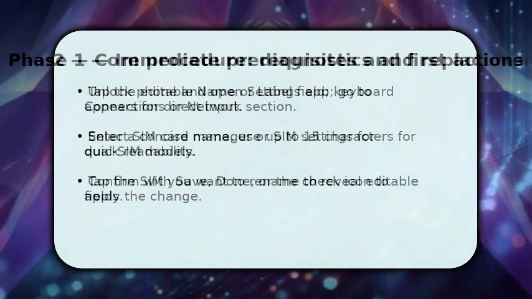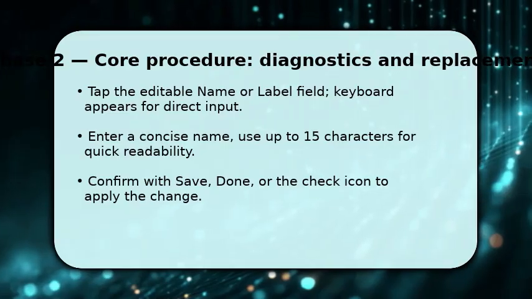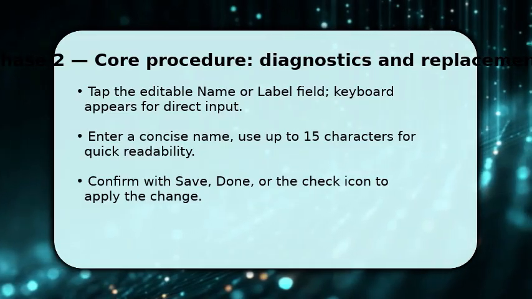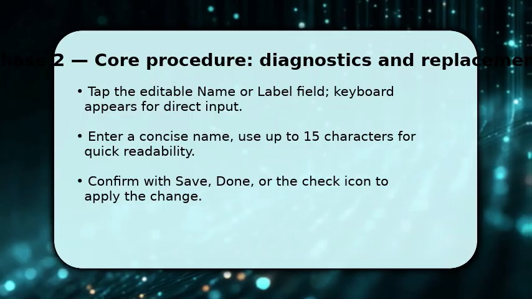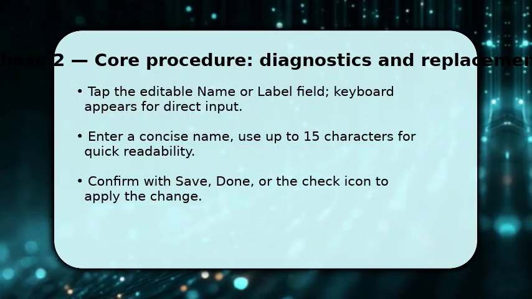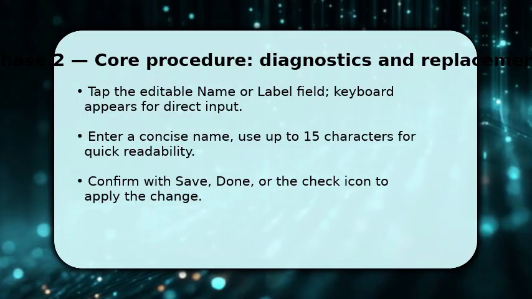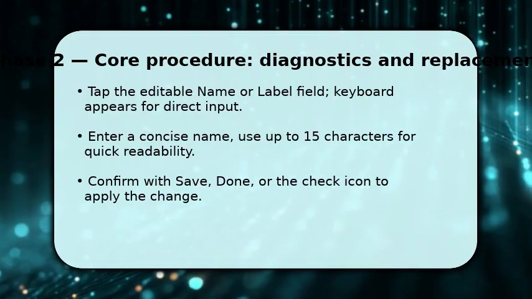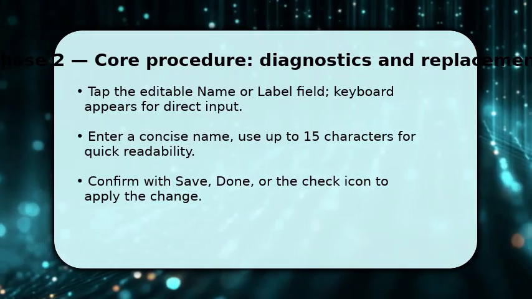Now tap the name or label field and the keyboard will appear. Type the new SIM name you want. You choose a short, recognizable label because long names truncate in quick settings and call screens. Aim for 1 or 2 words. Once you type it, press Save or Done.